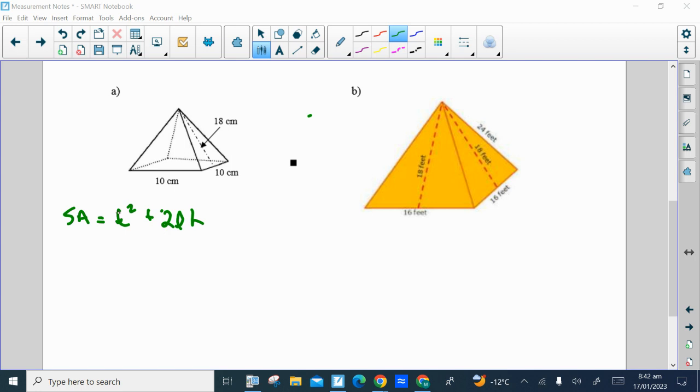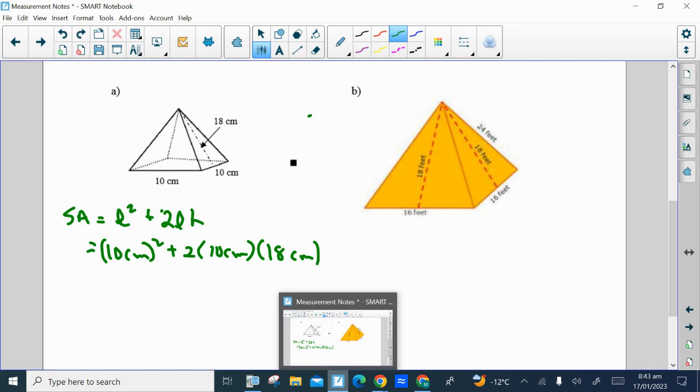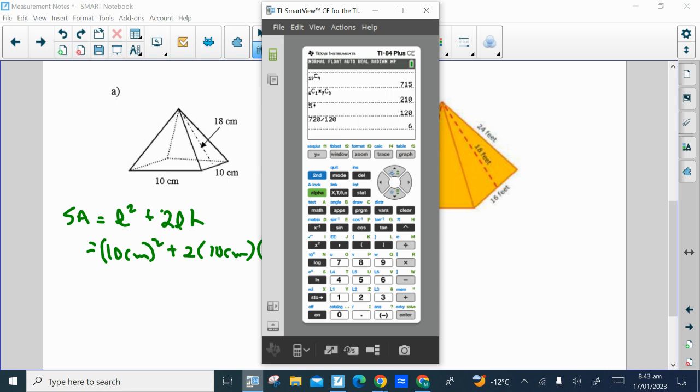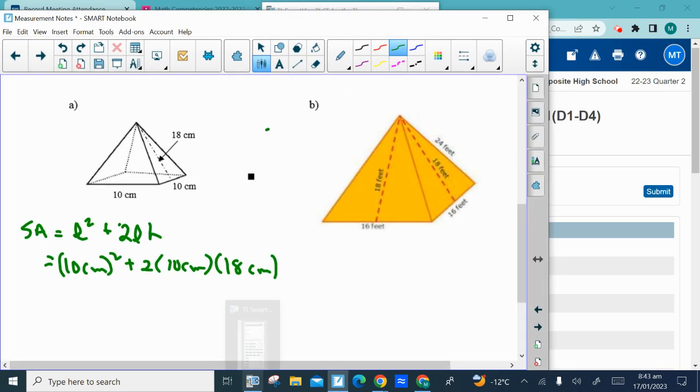Okay, so L is the length of each edge, which is 10 centimeters. So it's 10 centimeters all squared plus twice L, which again is 10 centimeters, times H, which is 18 centimeters. That is the height of each of those triangles. So we can go to our calculator and put this all in one step. It'll give us our answer.